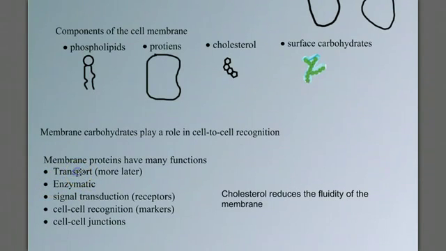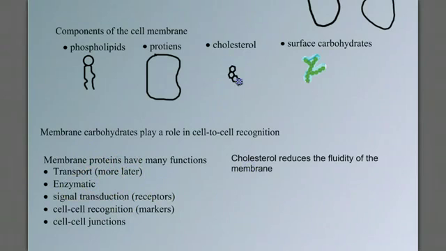They're involved in transport. We'll talk more about that later, helping things move in and out of the cell. They may be enzymes right there on the surface of the cell that help catalyze reactions. They can help in signal transduction. They can be physical receptors on the surface of the cells. They also can be physical markers, protein markers for cell recognition, and help form some of the cell-to-cell junctions. So lots of different roles for those proteins.